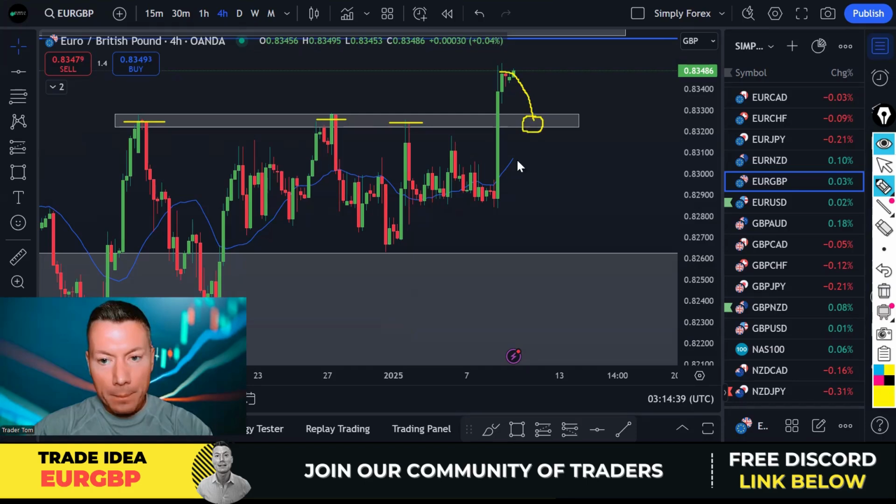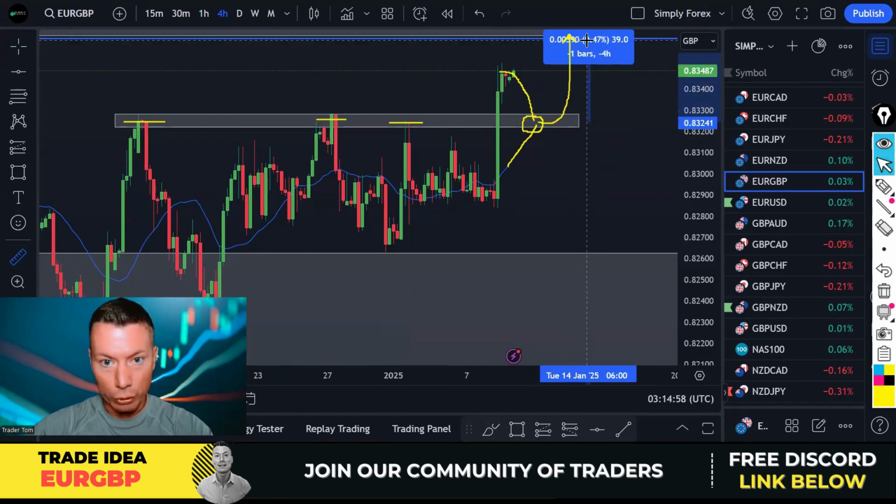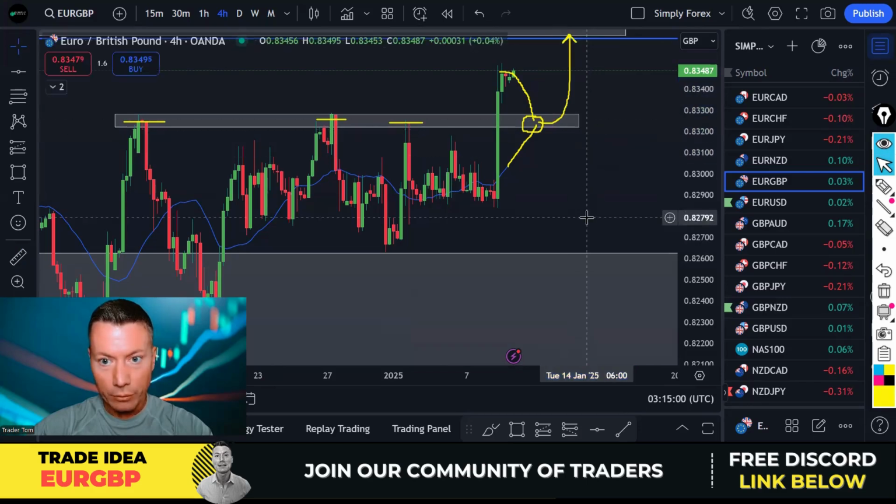Look for a bit of a bullish reaction. Moving average 20 catches up. This could be a really nice area to start buying euro pound back up to this level. And then if we get that retrace, guys, you've got plenty of pips to take, right? We've got around 40 pips to take out of this market, which is a lot for euro pound. All right, so euro pound is the next trade idea.